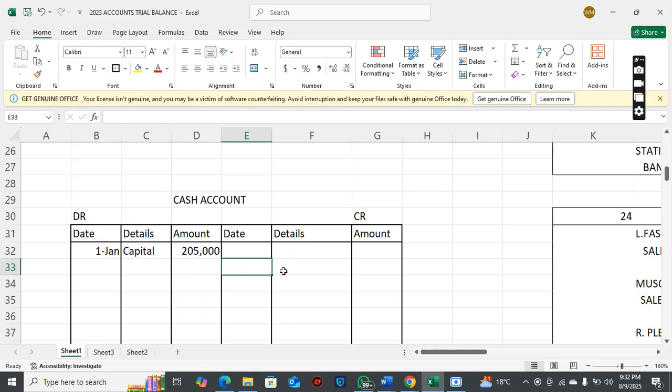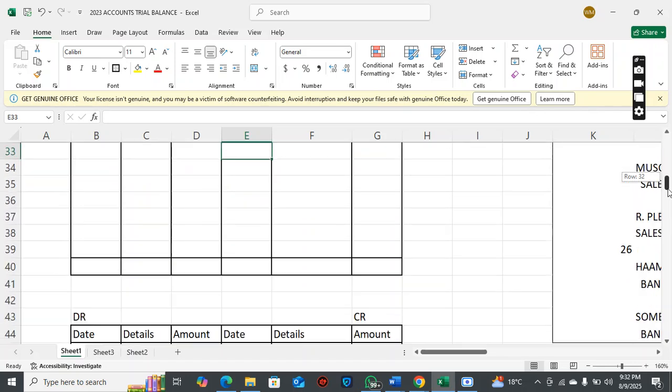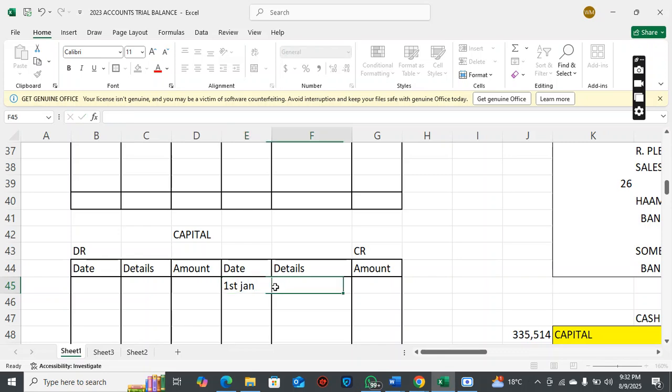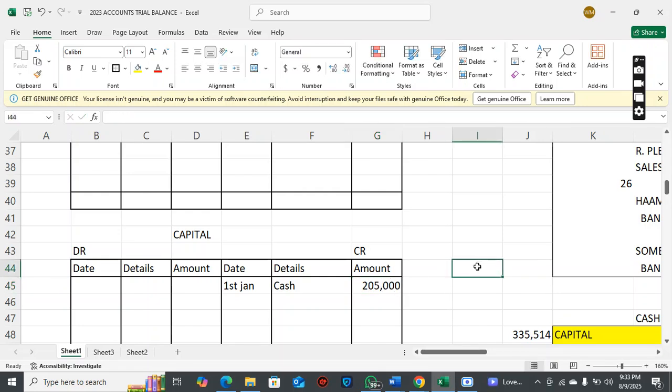Simple as that. When you go to the capital account, the same thing. On the journal entry, we said credit capital. So we come on the credit side, you're going to say 1st January. On details, you're going to put cash, credit 205,000 kwacha. Any questions?